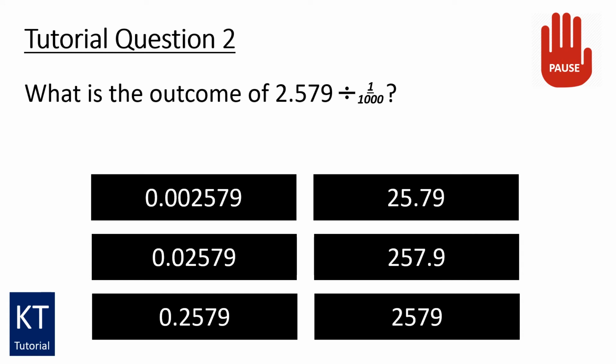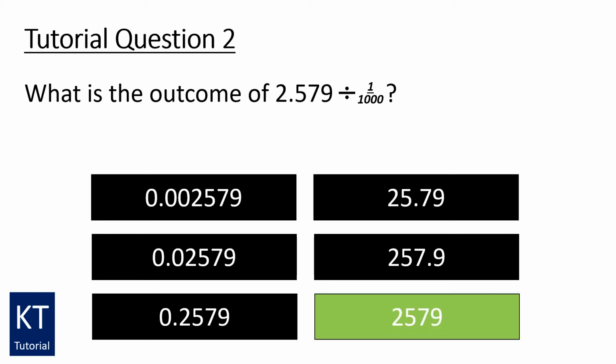Tutorial question 2. Do press the pause button as required. What is the outcome of 2.579 divided by 1 over 1000? Here, when a number is divided by 1 over 1000, it's like having the number being multiplied by 1000. Hence, the answer is 2579.